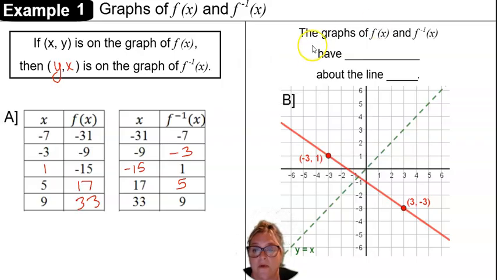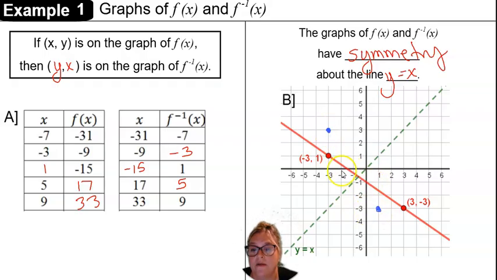When we're looking at the graphs of f of x and its inverse, they have symmetry about the line y equals x, and that's the dashed diagonal green line that goes through 0, 0, and 1, 1 on the coordinate plane. So if the graph of the function f of x has the point -3, 1, we switch the x and the y to get the point 1, -3 on the inverse. If the graph has a point 3, -3 on f of x, then we're going to switch the x and y and go to -3, 3 for the graph of the inverse.